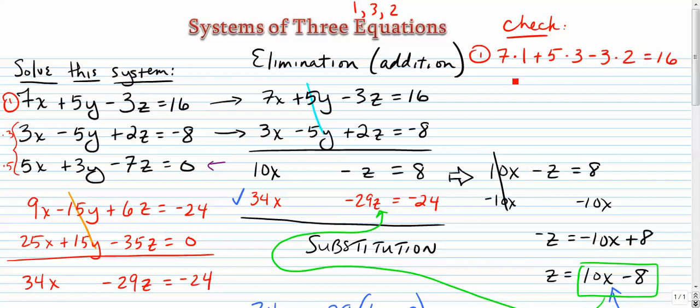Let's check it. 7 plus 15 minus 6. 7 plus 15 is 22 minus 6. Yeah, that works. That's a good thing. You would do the same for this equation, the second equation, and the third equation as well. And once you do that, you'll realize that your answer is absolutely correct. So that's it.